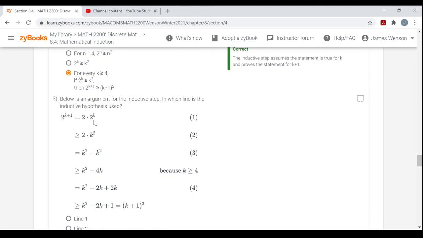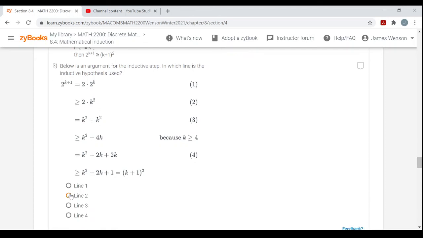Now in line 1 they just did a simple algebra property of exponents like I did. 2 to the k plus 1 is 2 times 2 to the k. And you see how 2 to the k got replaced with k squared all of a sudden, and there's a greater than or equal to. They're using the inductive hypothesis here. Right? 2 to the k is greater than or equal to k squared. So it's used in line 2.